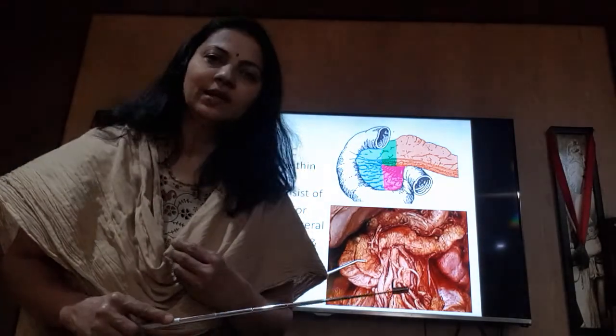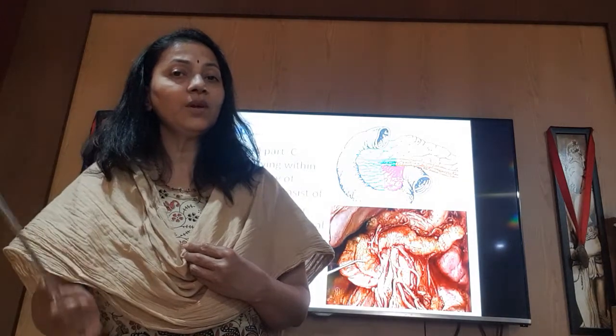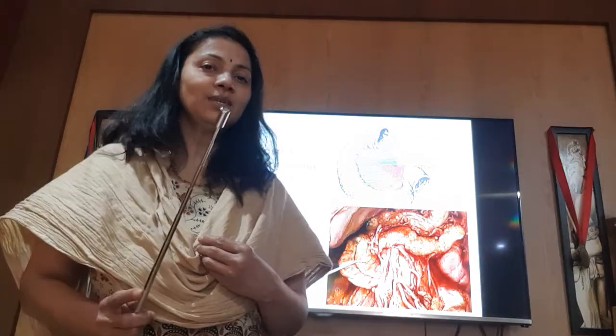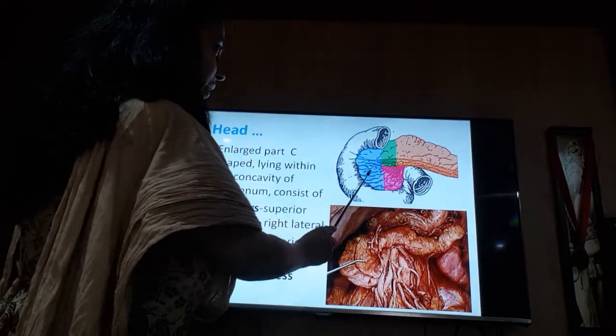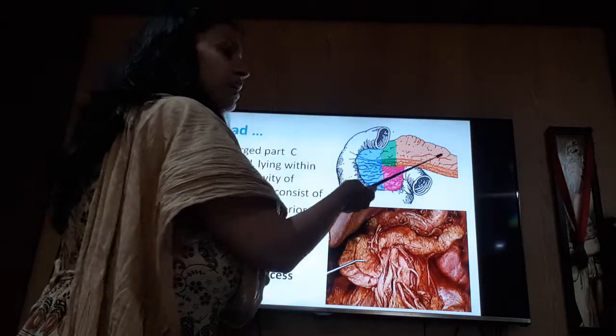Otherwise you must be thinking, there are three borders, so how are there two surfaces? There are three borders because one is the right border, which is lying on the concavity of the duodenum. That is why we have only two surfaces: anterior, which you are seeing right here, and posterior, that is the behind portion.